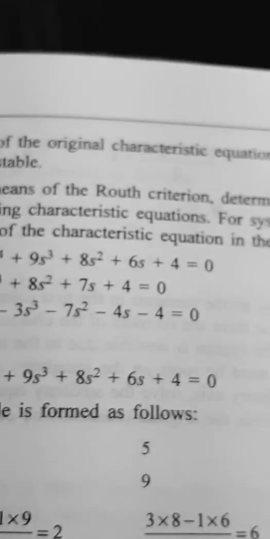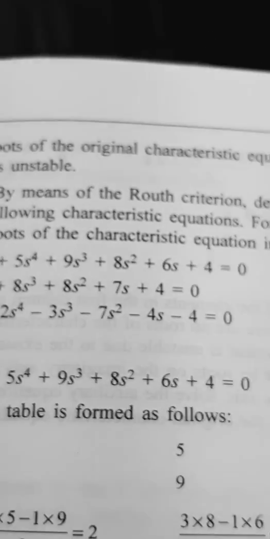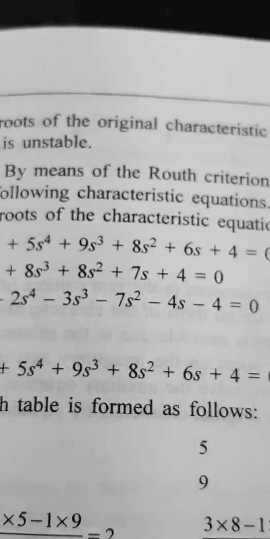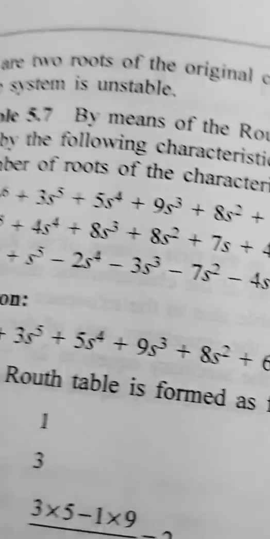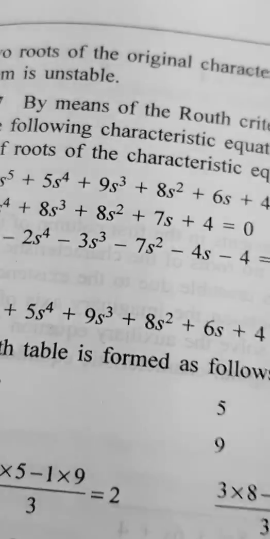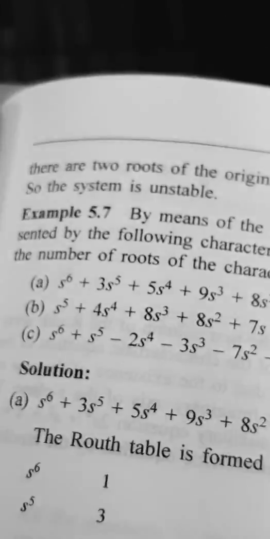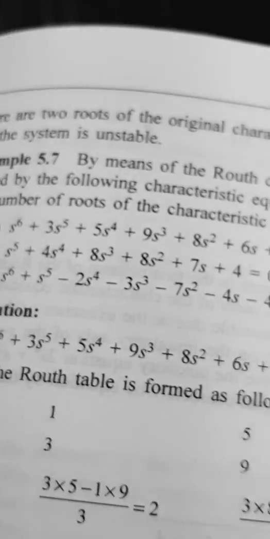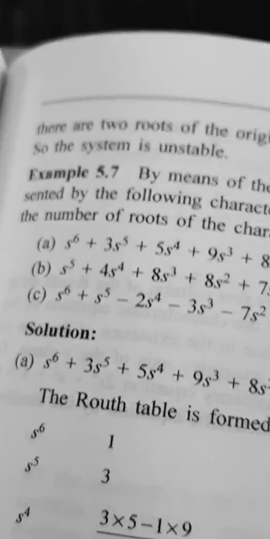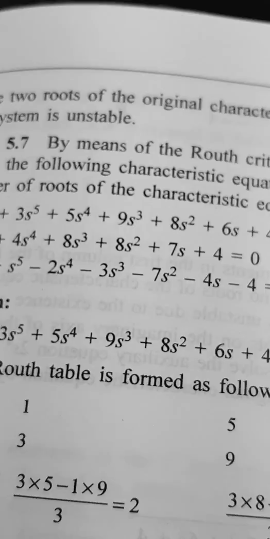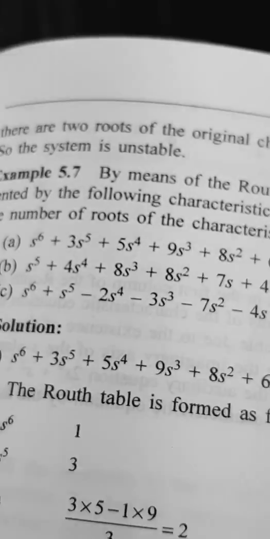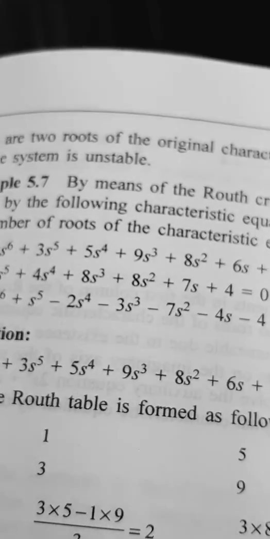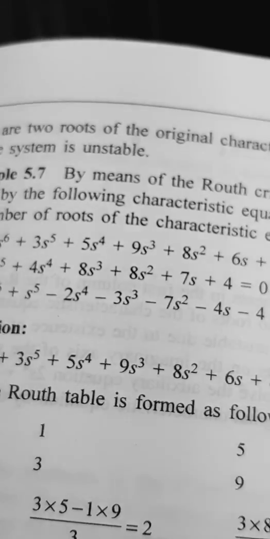Next, we will see some of the Routh stability criterion examples with the difficulty 2. So here, we'll directly see some problems. By means of Routh criterion, determine the stability of the system represented by the following characteristic equations. For the system found to be unstable, determine the number of roots of the characteristic equations in the right half of S plane. So we'll see this.